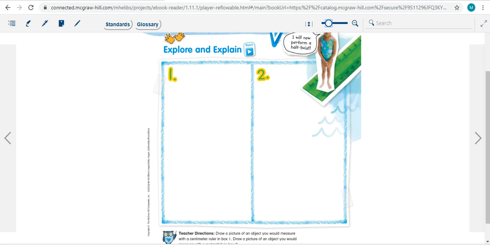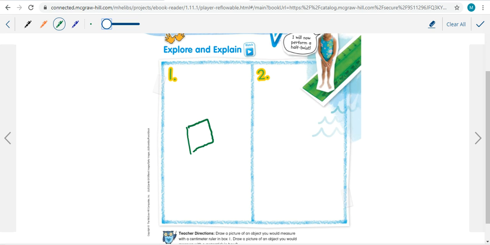On box number 2, you're going to draw an object that you will measure with a meter stick, which is the same as the yardstick. Okay, so let's draw something. What can we draw that we can measure with a centimeter? Well, we can draw a notebook.